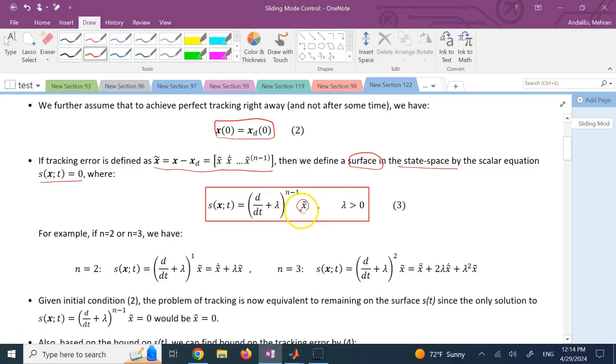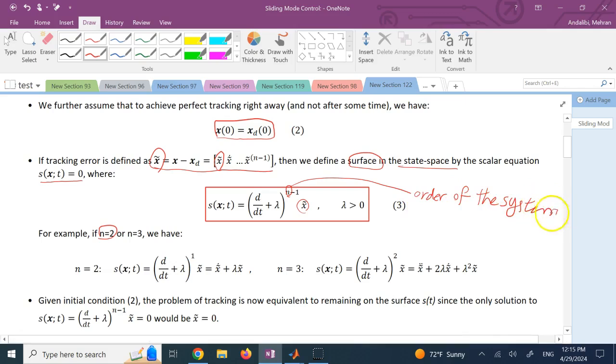This x tilde is different than this one. This one is just for the output itself. This one with bold font means all of them, all of the state variables. For instance, n here is the order of the system. So if the system is second order, n is 2. If the system is third order, n is 3, and so on.